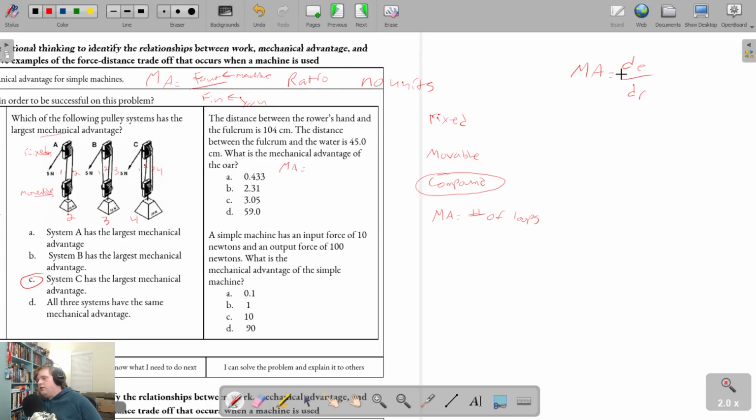So this is essentially it: your effort arm over your resistance arm. The rower's hand is the effort because that's what he's putting in. So it is 104 over the 45 centimeters of the resistance arm. You do 104 divided by 45, and you find it is 2.31. Remember, there are no units because it is mechanical advantage.